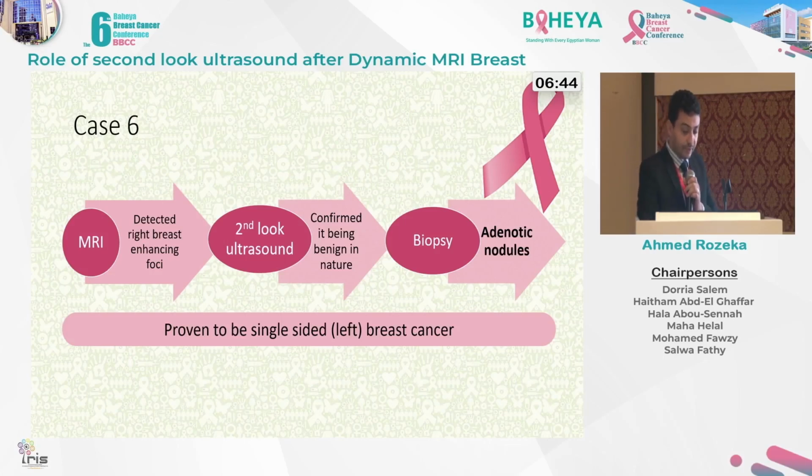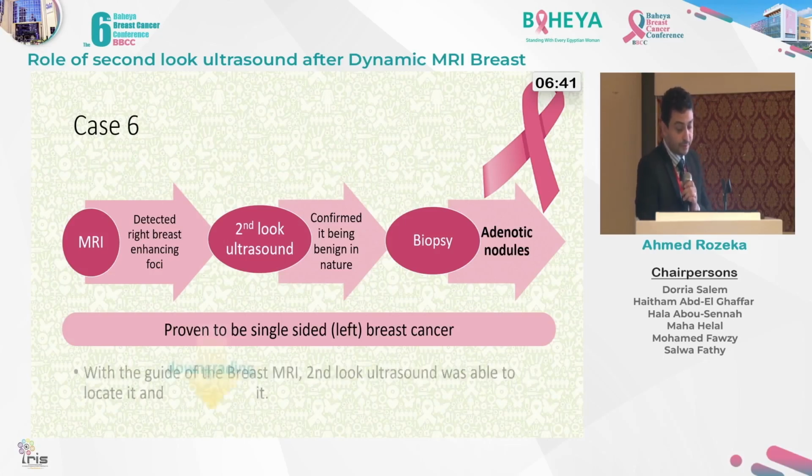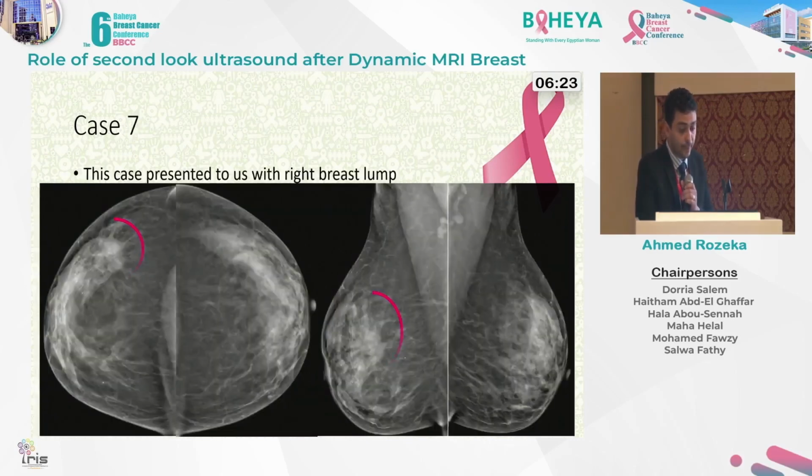And again, better safe than sorry, we took a biopsy and it proved to be adenotic nodules. In this case also, the cyclic ultrasound downgraded it. So when we did the ultrasound, we said that it's likely benign. When we took the biopsy, that was guided by the curves in the MRI. It helped the pathologist say that, okay, it's an adenotic nodule, because we saw it on ultrasound as an adenotic nodule.